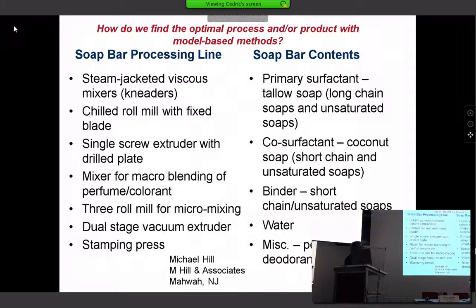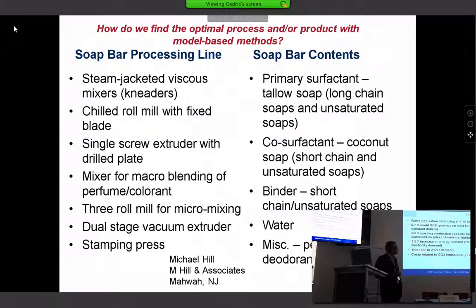And for the soap bar processing line, these things need to be satisfied. For the soap bar contents, these need. But up to now, this is still optimized by experiments and expertise within the company. And this is just the soap bar. Think of all the other products like that. So we need a lot more work in modeling to get these things optimized.